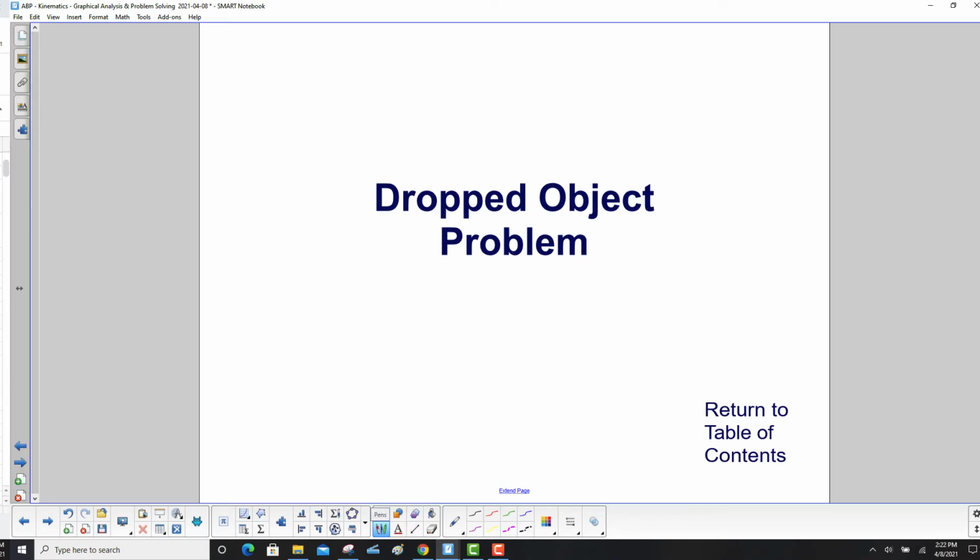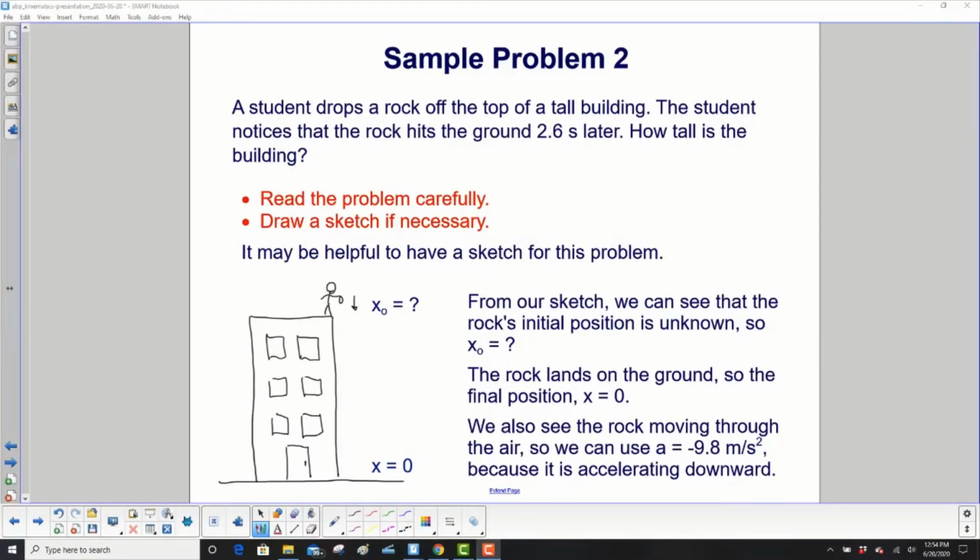Dropped object problem. Sample problem 2. A student drops a rock off the top of a tall building. The student notices that the rock hits the ground 2.6 seconds later. How tall is the building?